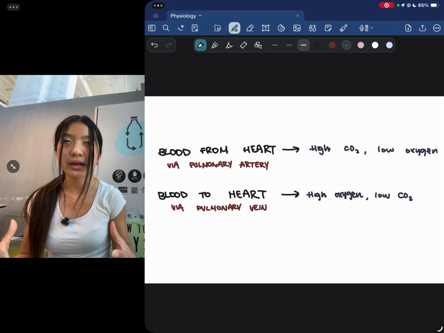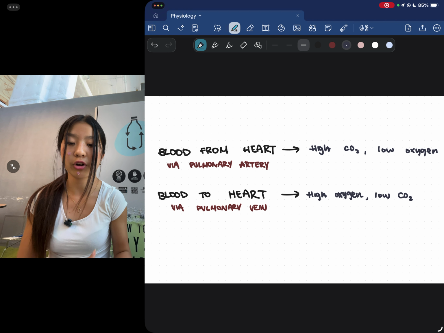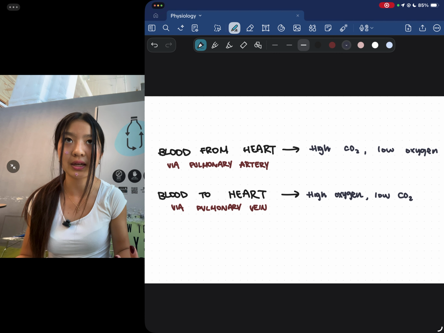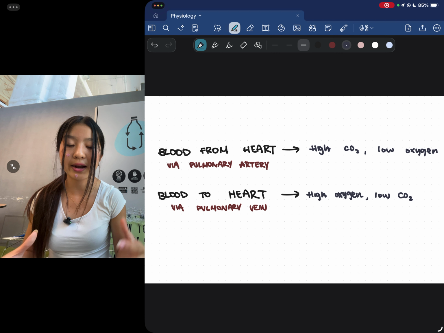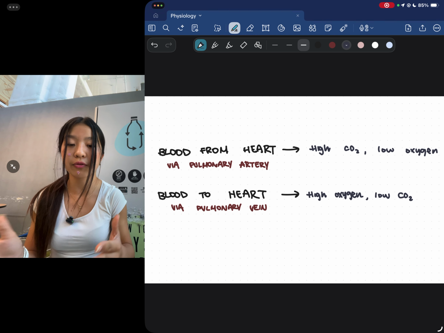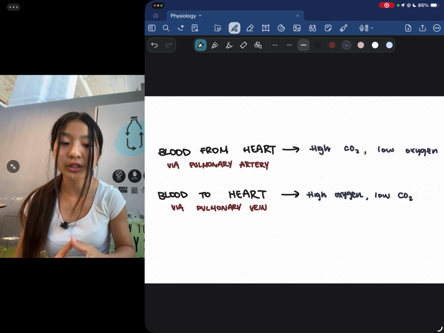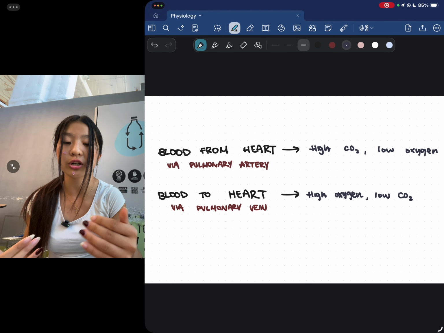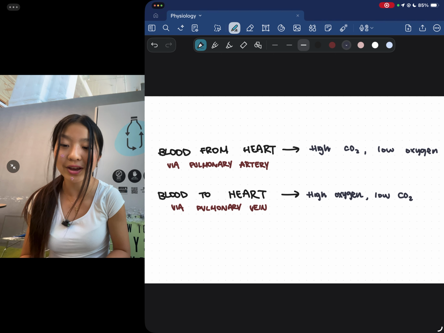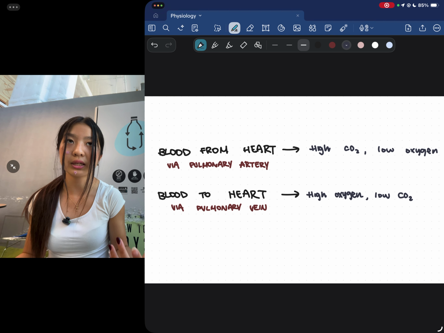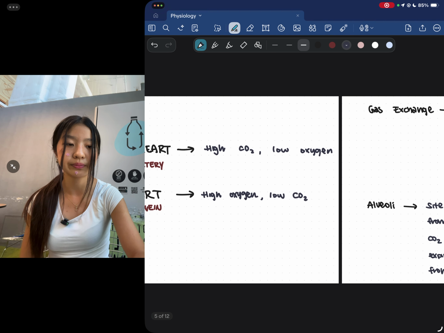So the blood that is pumped from the heart to the lungs via the pulmonary artery is high in carbon dioxide because this blood has been circulating around the body and it's already been used, and it's low in oxygen. So the blood from the heart: high in CO2, low in oxygen. Then after gas exchange happens, the blood returning to the heart via the pulmonary vein is then high in oxygen and low in CO2. And this is a process called gas exchange.